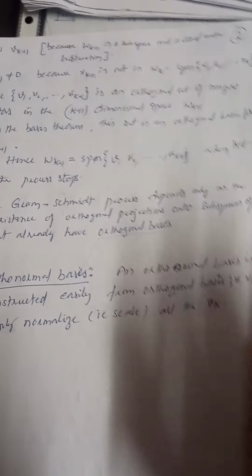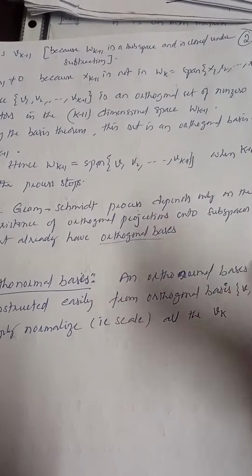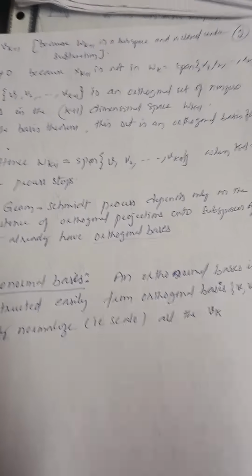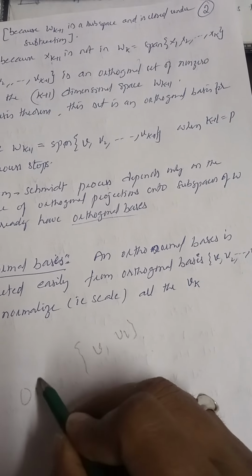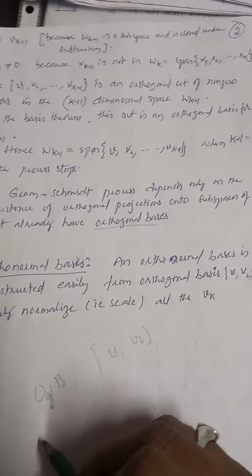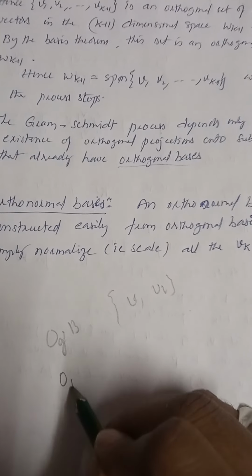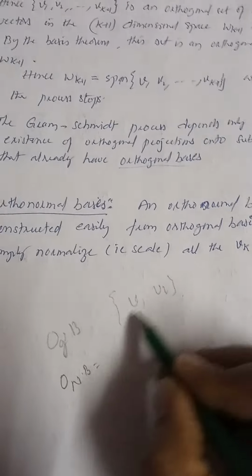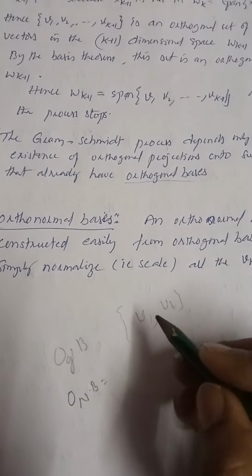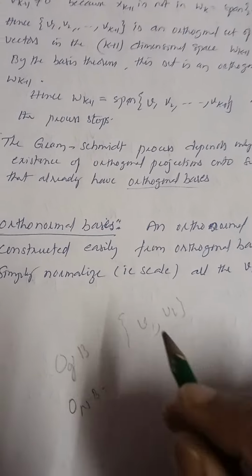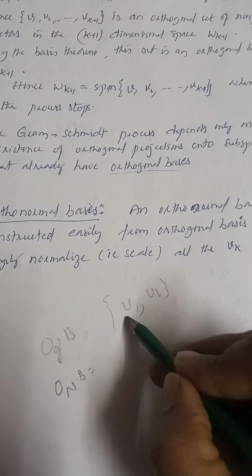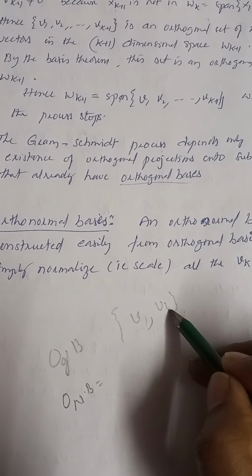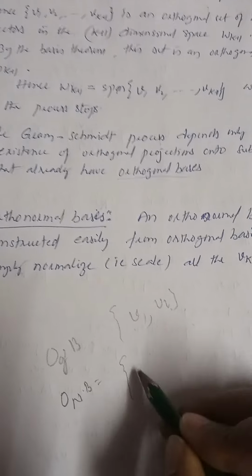After getting an orthogonal basis, simply normalize it. For example, v1, v2 is an orthogonal basis. If you want to construct an orthonormal basis, simply normalize it. What do you mean by normalization? Simply finding the unit vector in the direction of v1, and the unit vector in the direction of v2, that is called an orthonormal basis.